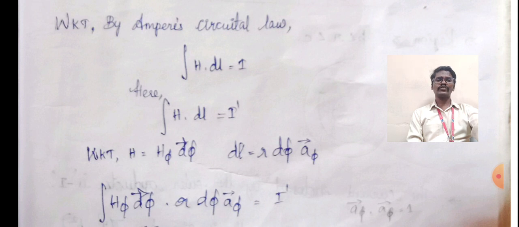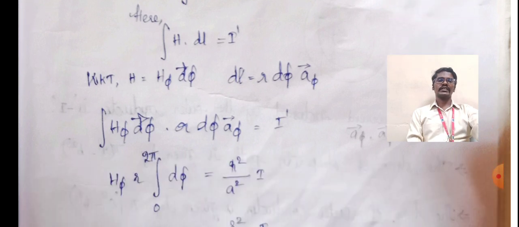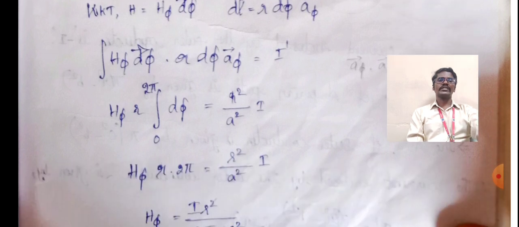We know that H is equal to H phi a phi vector, and dl is equal to r d phi a phi vector, and therefore just substituting those values, it becomes line integral H phi d phi vector dot r d phi a phi vector, which is equal to I dash, so H phi r integral 0 to 2 pi d phi is equal to r square divided by a square into I. So H phi r into, when you substitute the limit, the upper limit is 2 pi. So H phi r 2 pi is equal to r square by a square into I.